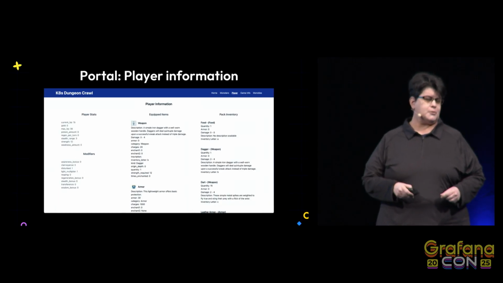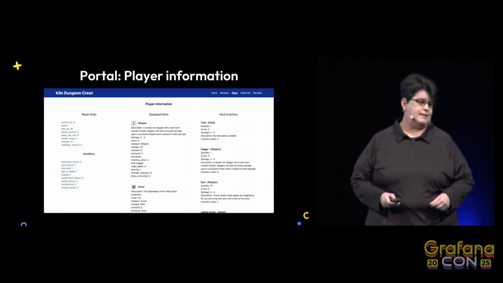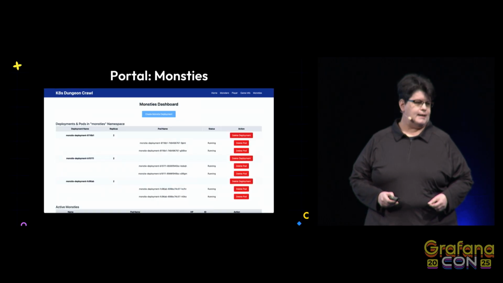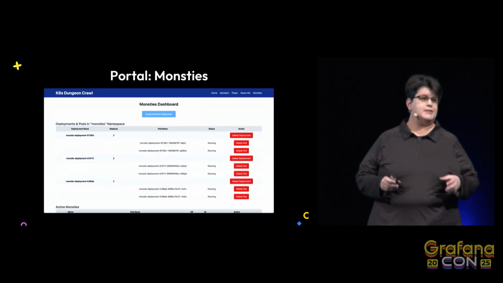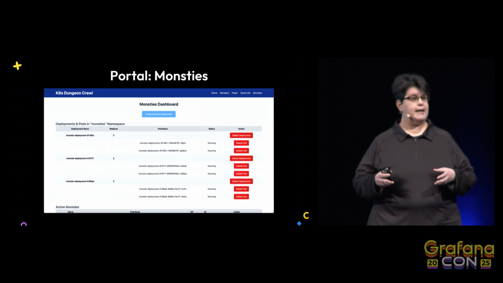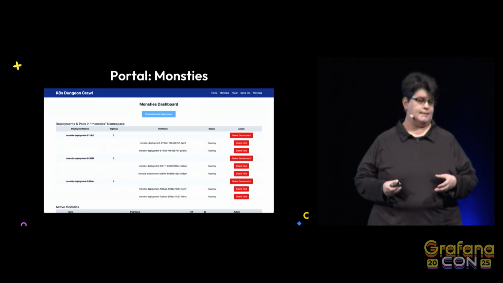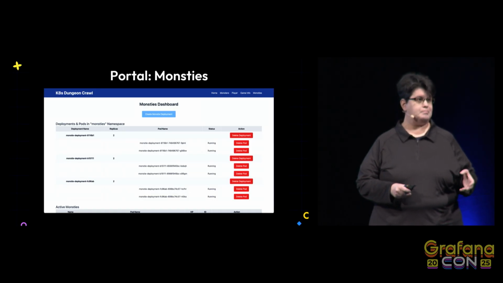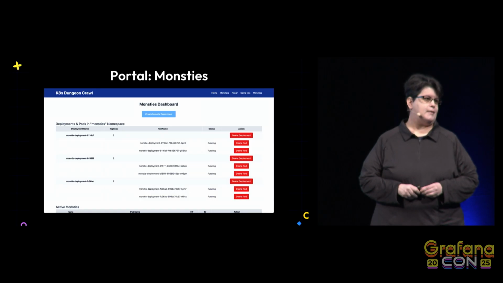You can take a look at all sorts of player information and equipment. You can take a look at game state information about levels and gold and things like that. You can also take a look at just the Muncies, and remember, those are the pods, or the monsters that are created from pods in the monsters namespace. They have the same play in the game as any other monster, but they're created by the pods.